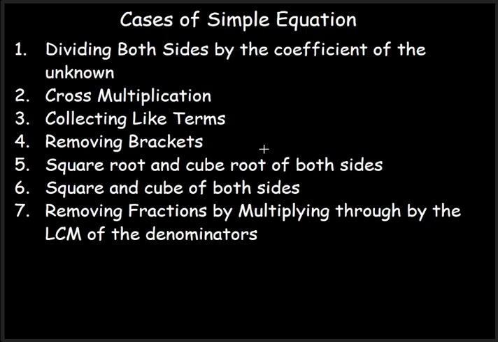Number four is removing brackets. I think we've done something like that in algebraic expression. Number five is square root and cube root of both sides. Number six is square and cube of both sides. Number seven is removing fractions by multiplying through by the LCM of the denominator. So these are the 7 cases we use to solve all simple equations. And then we'll also go into word problems. That's a huge part of simple equation.